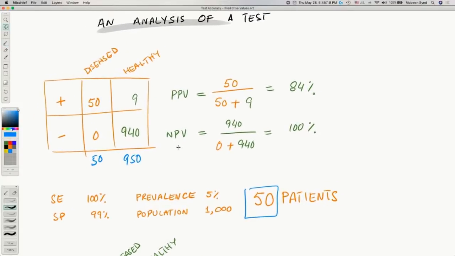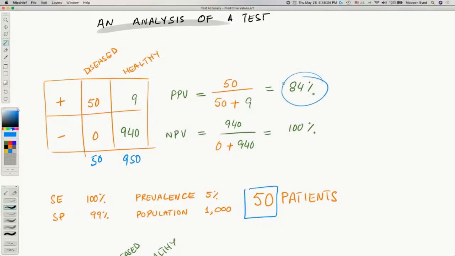So with this, let's look at the PPV, positive predictive value. What is that? Here are the actual people who are sick. So we take that number, then we take this whole number, 50 plus 9, and look at the result. So the positive predictive value of this Abbott's test is 84%.